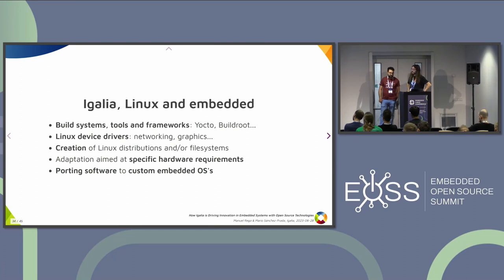And then our impact on embedded is hard to summarize, so we picked just a few. In particular around build systems, tools and frameworks, we work a lot with Yocto and Buildroot. We also work on Linux device drivers, not just for GPU. I'm mentioning those all the time, but also other kinds of cards. We work on the creation of Linux distributions and file systems when needed, like a rootfs, not just distro-related stuff. It's not always about forking an already existing distribution. We do a lot of adaptation to specific requirements that require connecting different parts of the operating system. And we also port software to specific embedded operating systems.